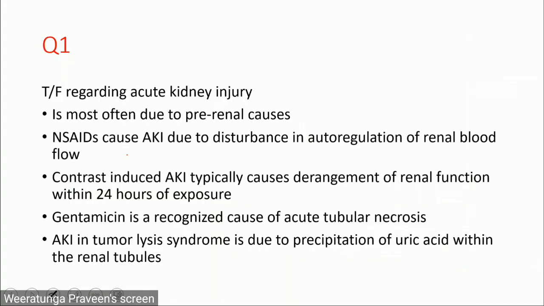Right, so true or false regarding acute kidney injuries, most often due to pre-renal causes, that is true. And NSAIDs as well as ACE inhibitors can give rise to a disturbance in the renal autoregulation, and that can cause pre-renal AKI as well. And in the NSAID group, it mainly disturbs prostaglandin synthesis, right, which interferes with renal autoregulation. And that is the mechanism.